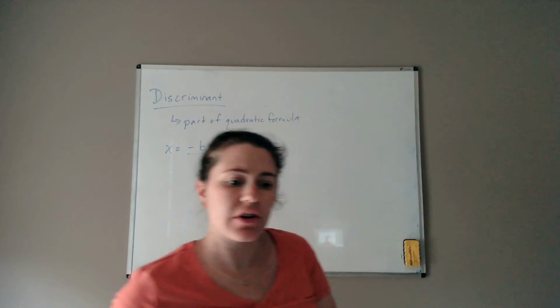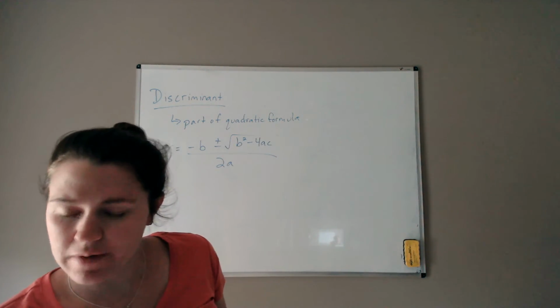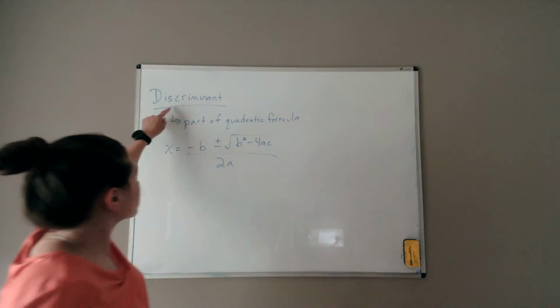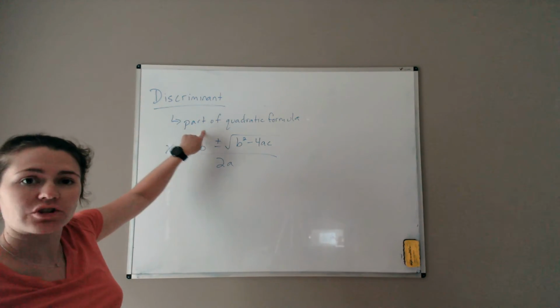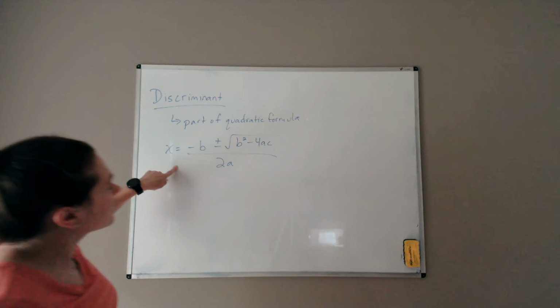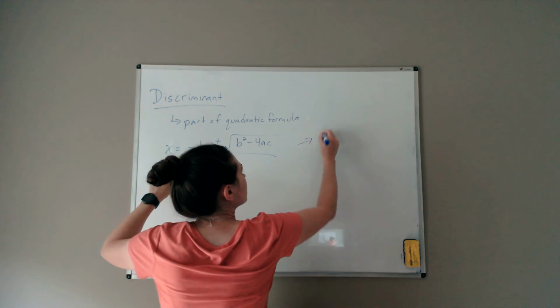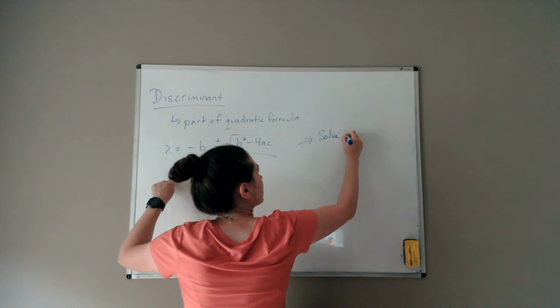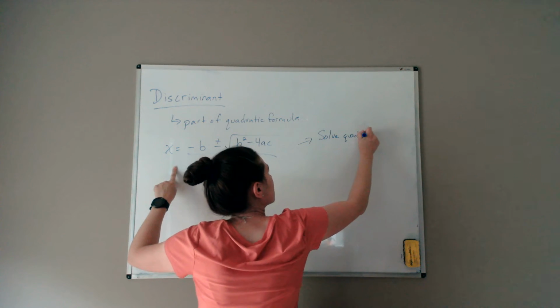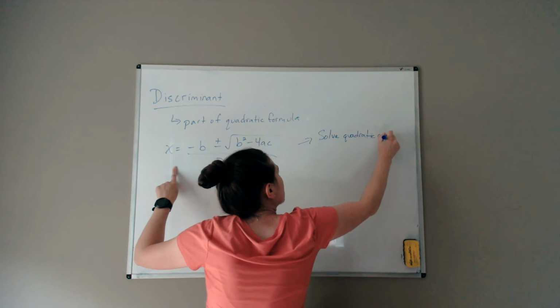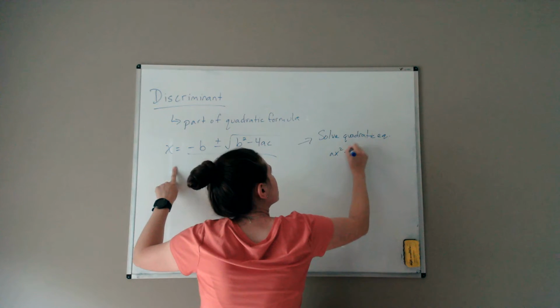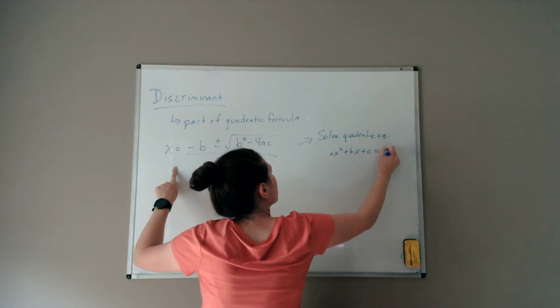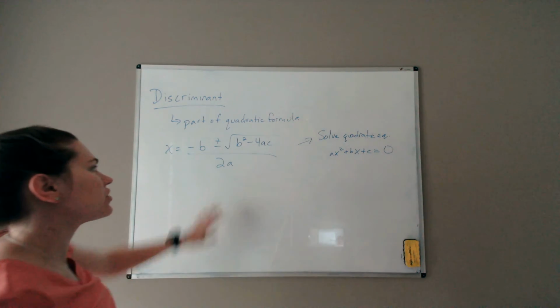So in this video, we're going to discuss the discriminant, and the discriminant is a piece of the quadratic formula. So right here we have the quadratic formula. We know we use the quadratic formula when we are solving a quadratic equation that is of the form ax squared plus bx plus c equals 0. And this is what generates our solutions.